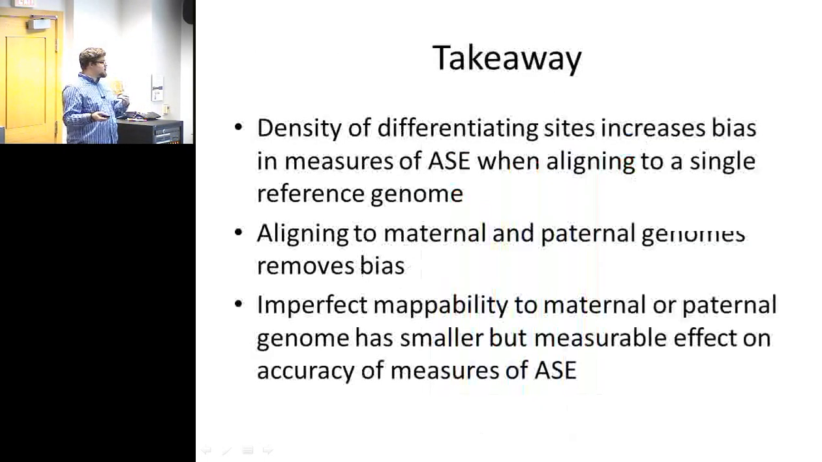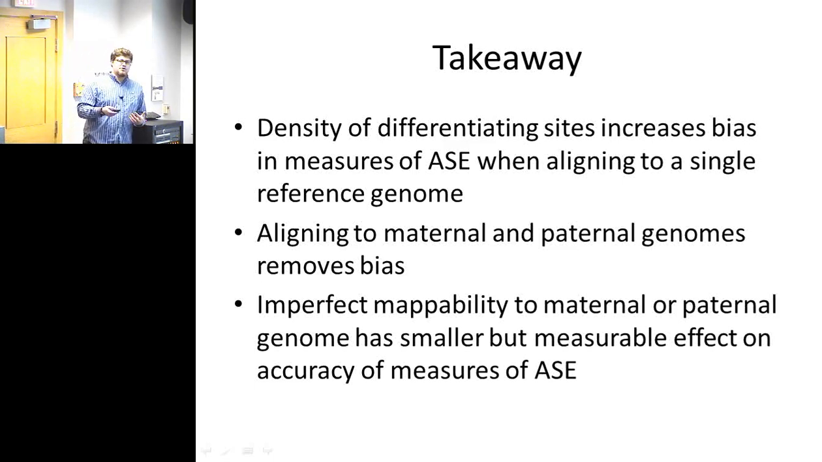Okay, so what I'd like you to take away from these results is that the density of differentiating sites increases the bias in measures of allele-specific expression when aligning to a single reference genome, and that the preferred method to reduce this bias, or in fact eliminate it, is to align to both maternal and paternal genomes, and that while imperfect mappability has a small effect, it's still a measurable effect when aligning to both maternal and paternal genomes.